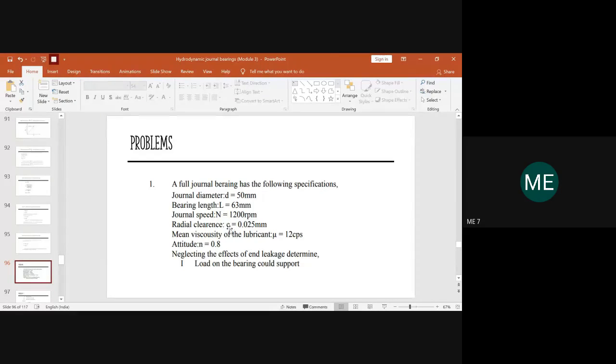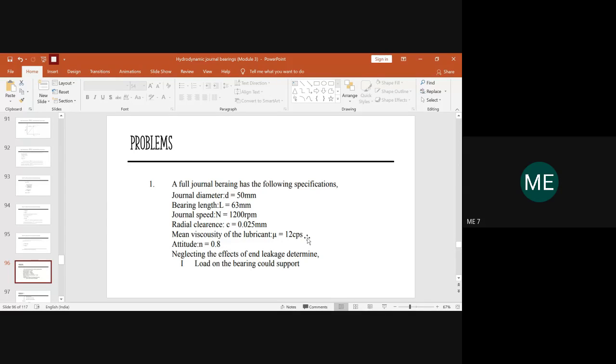If you get confused, you can write it as C suffix R, that is for radial clearance, so that there will be no confusion with respect to the diametrical clearance value. So radial clearance is given as 0.025 mm. And because we are using lubricant, the viscosity value of it will be given. Here it is given as mean viscosity of the lubricant, which is represented by mu. It is given as 12 centipoise.